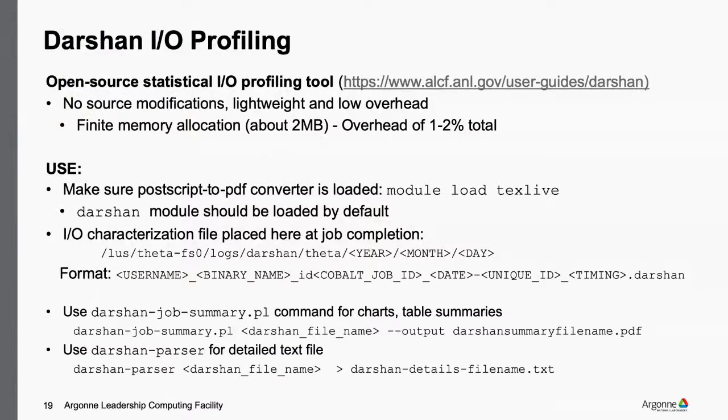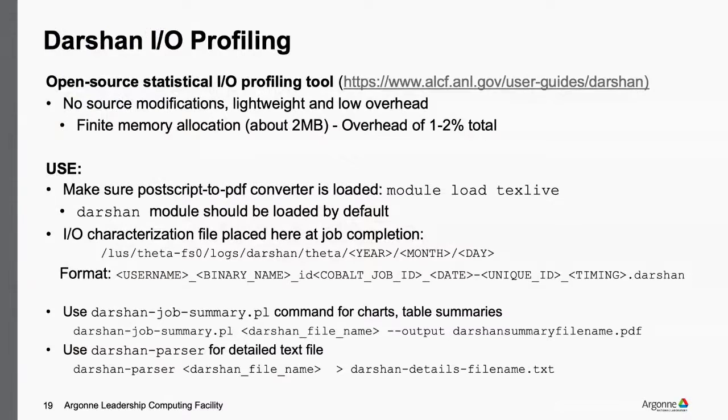This log can be found at this location: logs, Theta FS0, logs, Darshan, Theta, then year, month, day. Then you can look for your username. The day is chosen by, I believe, the start time of your job. So if your job runs over a day, you might have to look in 2 different days.